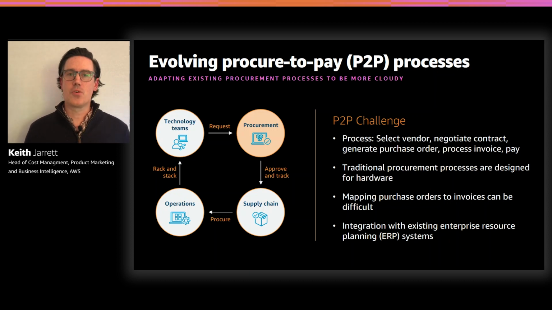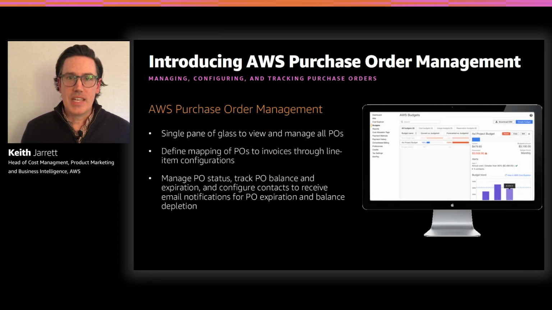Traditional processes here work well for traditional hardware, but it can be difficult to do things like integrate your cloud billing with ERP systems, or map purchase orders to invoices to do basic reconciliation. That's really the idea behind AWS Purchase Order Management. It requires us to adapt our cloud procurement processes to integrate or play well with these existing systems and processes.